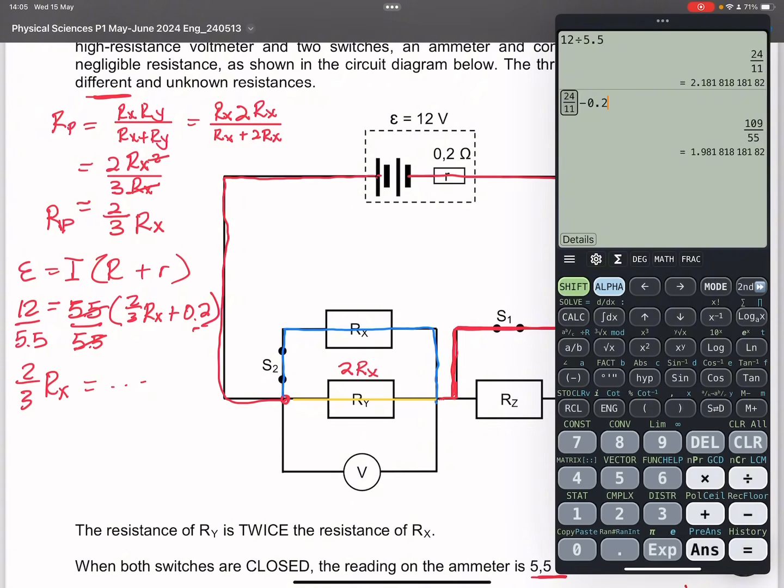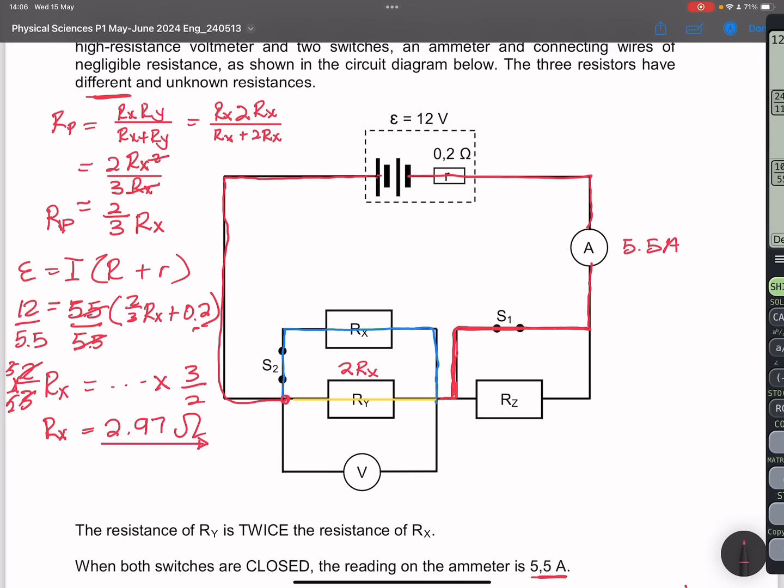So now what do I do? I multiply by the inverse, so I multiply by 3 over 2 to get rid of that. This cancels with that, that cancels with that. But remember, what I do on the left, I do on the right. So I'm going to take that value and multiply it by 3 over 2. And so I get a value of Rx, ladies and gents, of 2.97 ohms. So that would be the resistance of Rx.